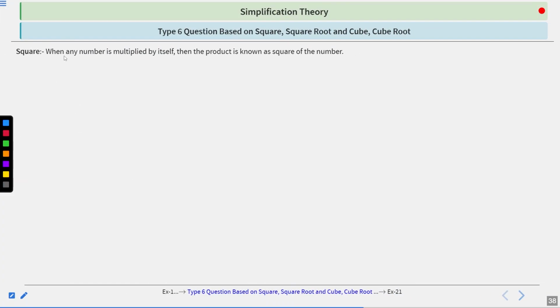Square. When any number is multiplied by itself, then the product is known as the square of the number. For example, square of 5 becomes 5 square, it means 5 into 5 which is equal to 25.